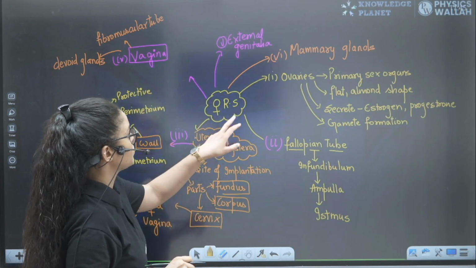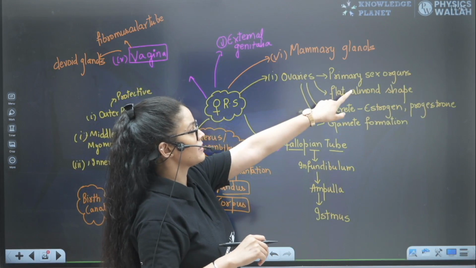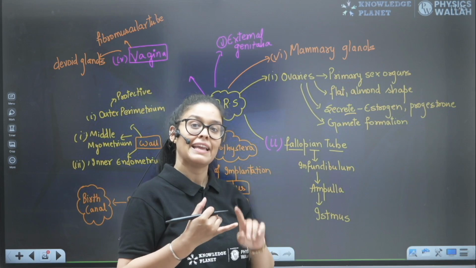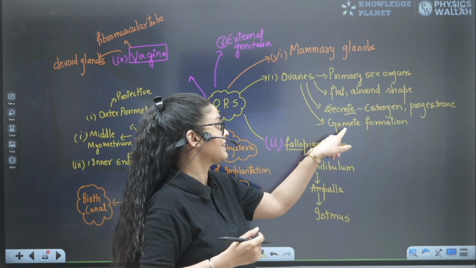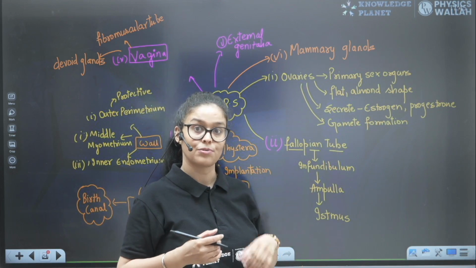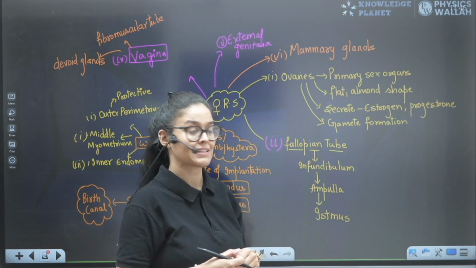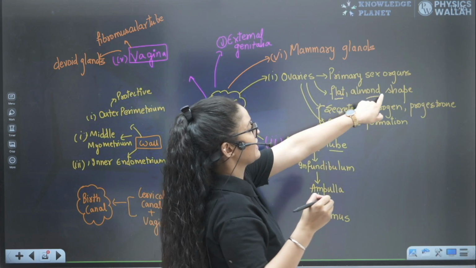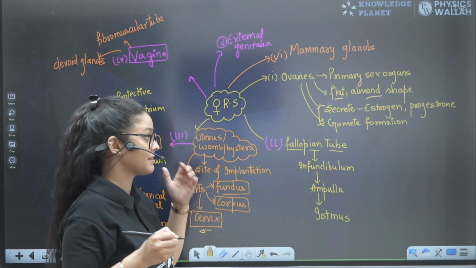So this is about the ovaries, the primary sex organ. Why do we call them primary sex organs? Because they secrete the sex hormones, estrogen and progesterone. Second, they also produce gametes. Oogenesis happens in the ovaries, right? So that's why we call them primary sex organs. They are flat and almond shaped, as we can see in the diagram.